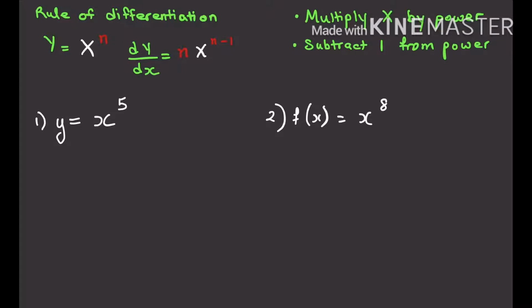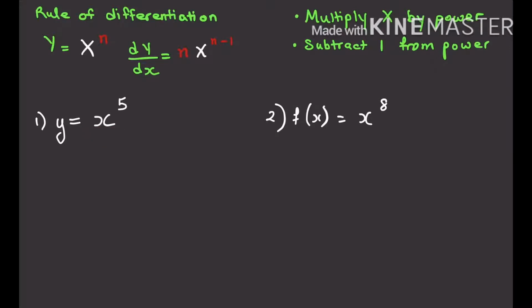Now, our first question says y equals x to the power 5. Let's look at these rules I said we'll be using to solve these. The first step says multiply x by power. So the power here is 5. Okay, for example, the power here is 8. So I'm pretty sure we know about power since indices should be pretty cool right now. So this is the power and the x. So this is the x in the equation.